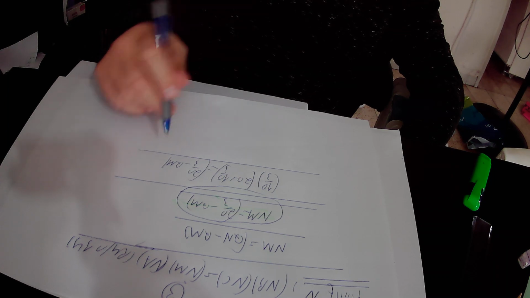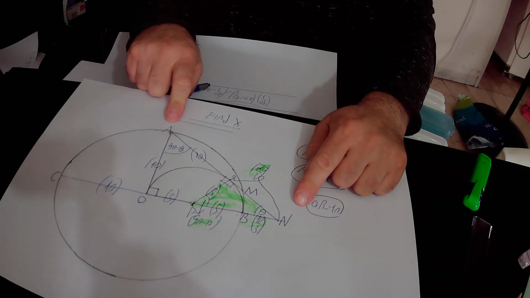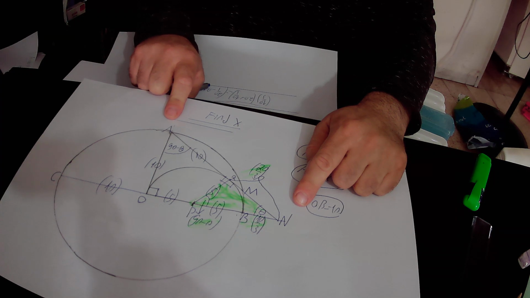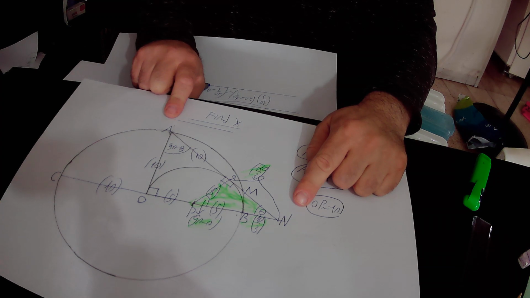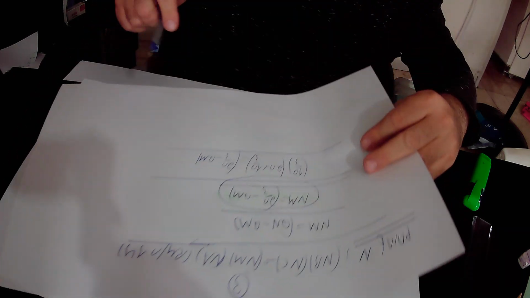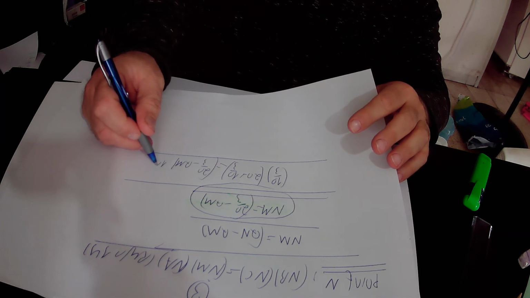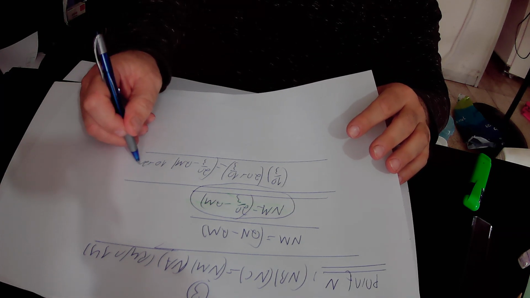times NA. What is the length of NA? NA is AN. AN equals AQ plus QN. Again, AN equals AQ plus QN. AQ is 10 and QN is 20 over 3. So in total, AN equals 10 plus 20 over 3.